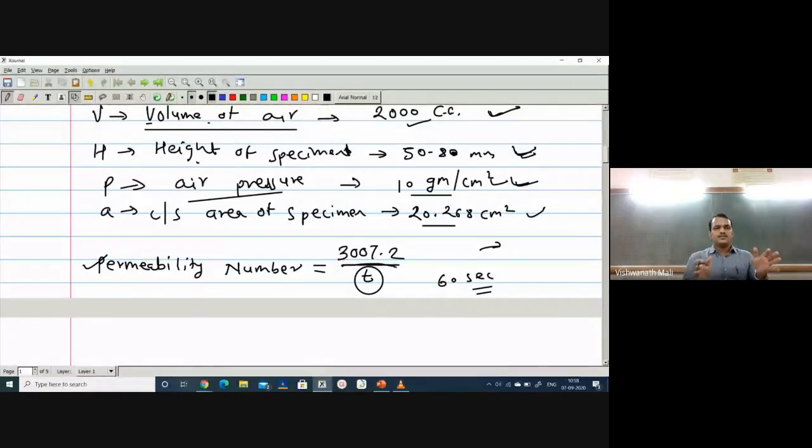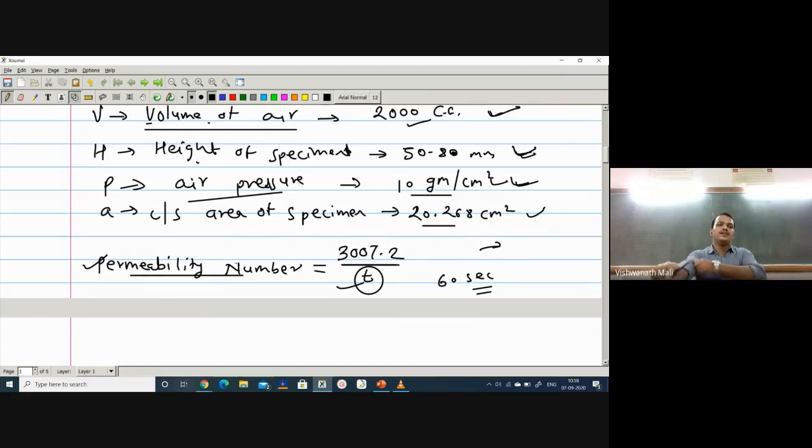Whatever molding sand we have prepared, we will prepare the mold of that size. We will keep it in that machine. We will allow air to pass through it, right? And at that time, we will measure that pressure. We will measure that air, and we will get the permeability number. So how to measure that? That we will see in the next lecture.